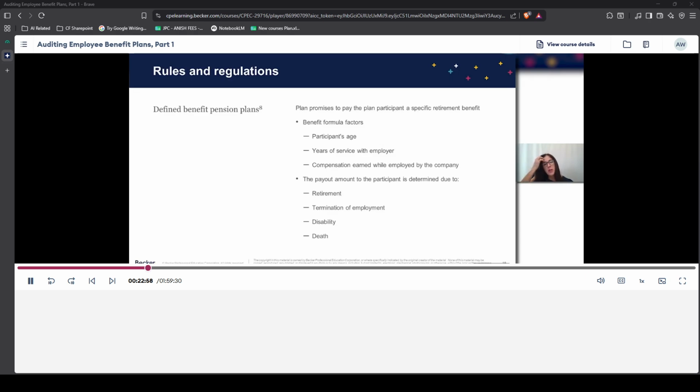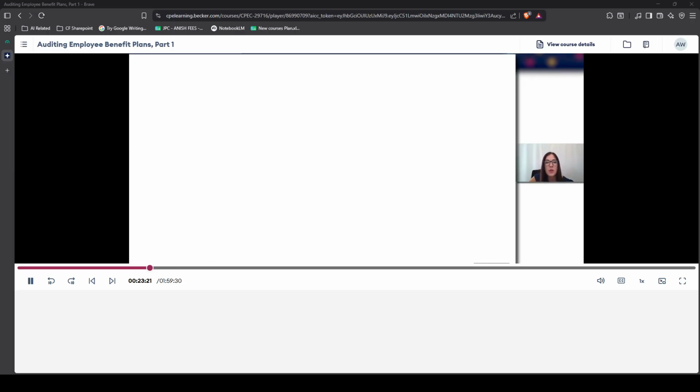And generally what will happen is that the plan sponsor provides census information to the actuary for the actuary to perform their annual calculations. So with your DB plan, you're going to be testing that census information to make sure it's accurate and correct, because if the census information is incorrect, then the actuarial calculations will also be incorrect.